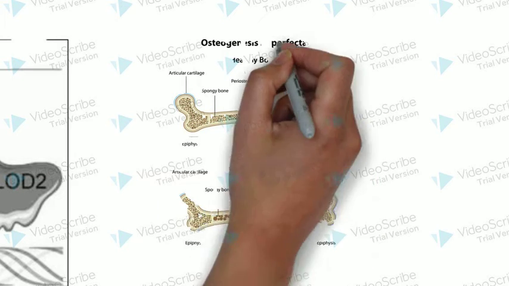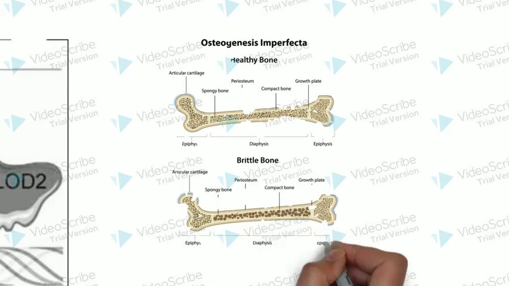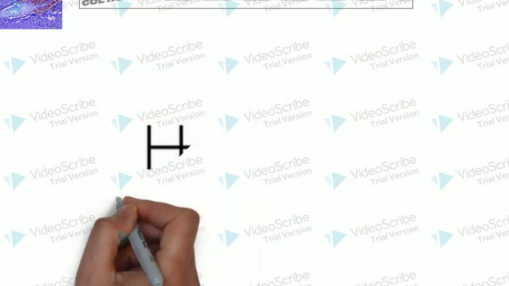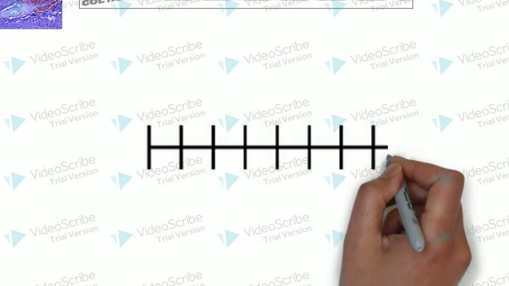hence the name brittle bone disease. Due to the levels of brittleness and other characteristics, OI can be categorized into 8 major types, and these major types can be categorized into even broader categories.